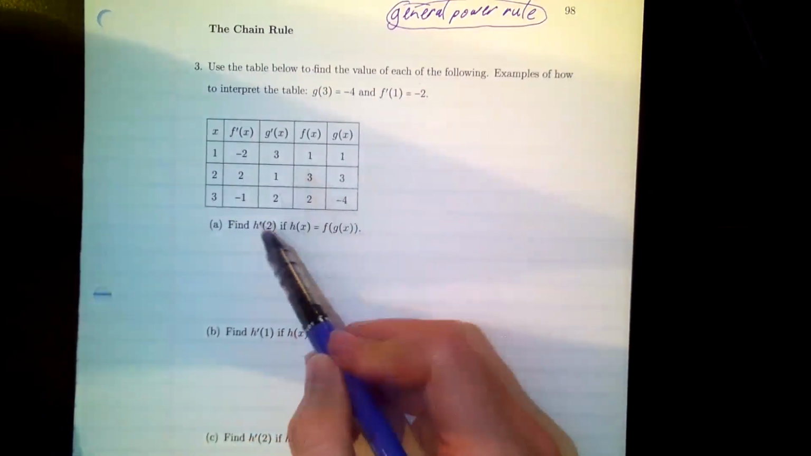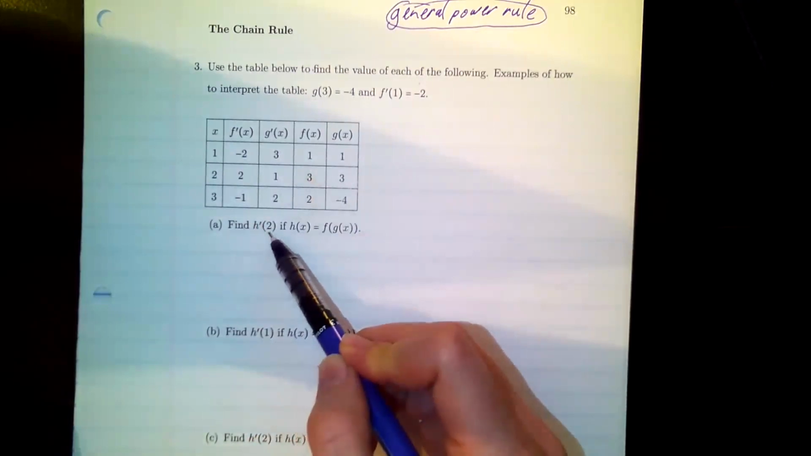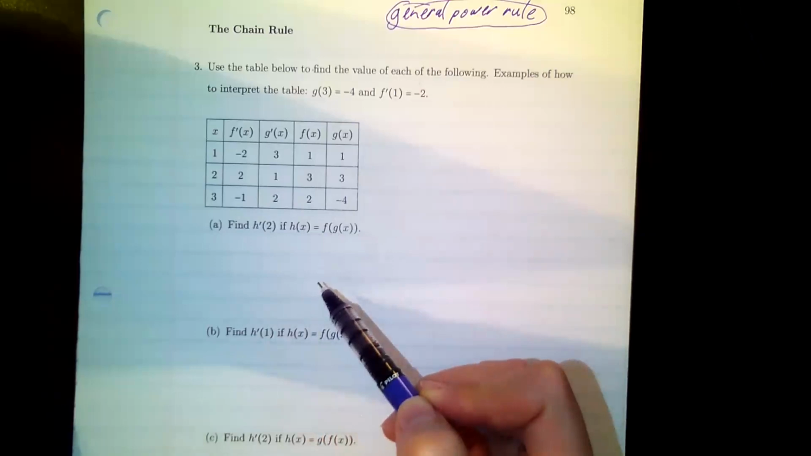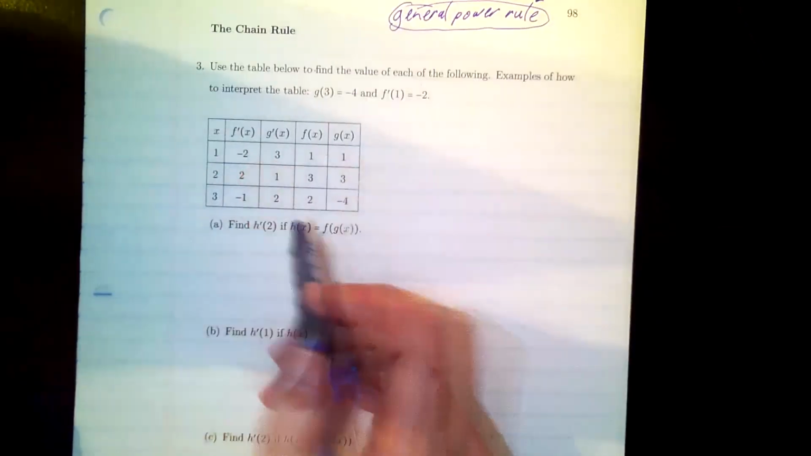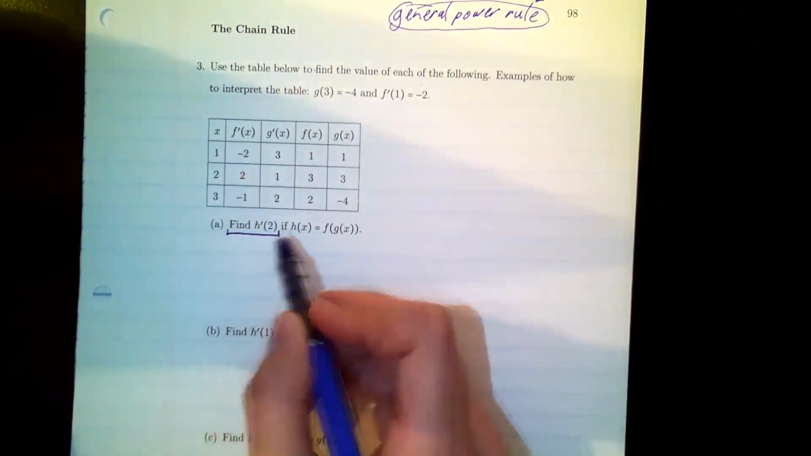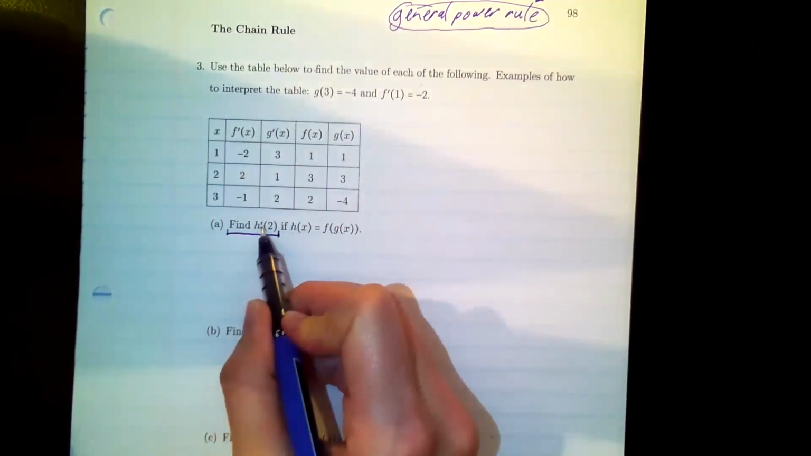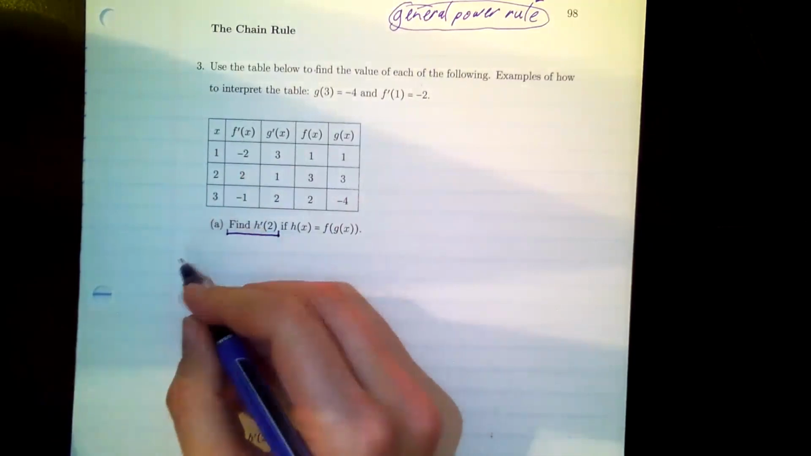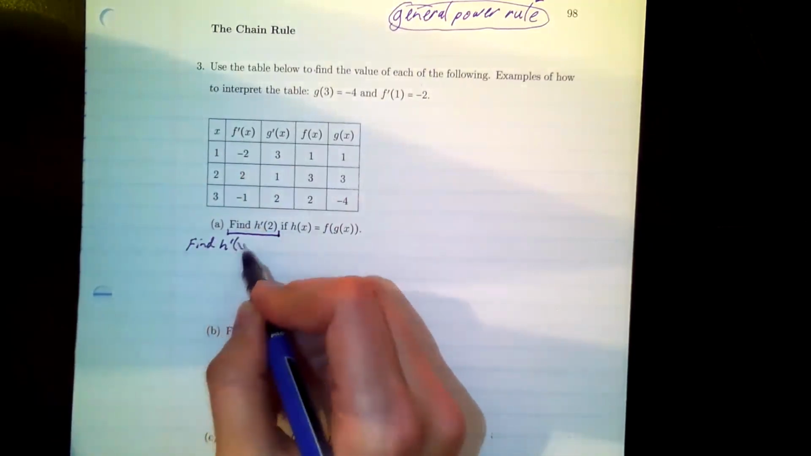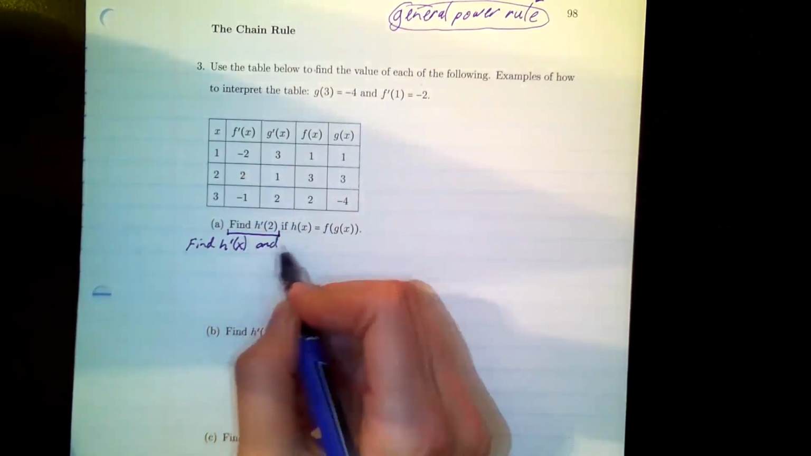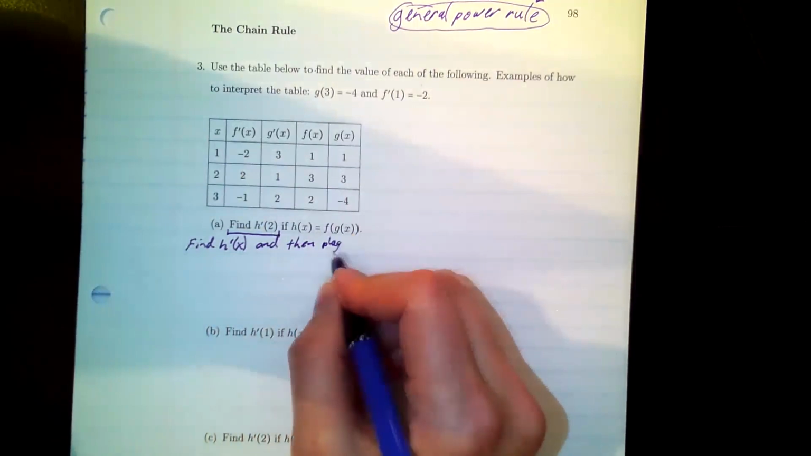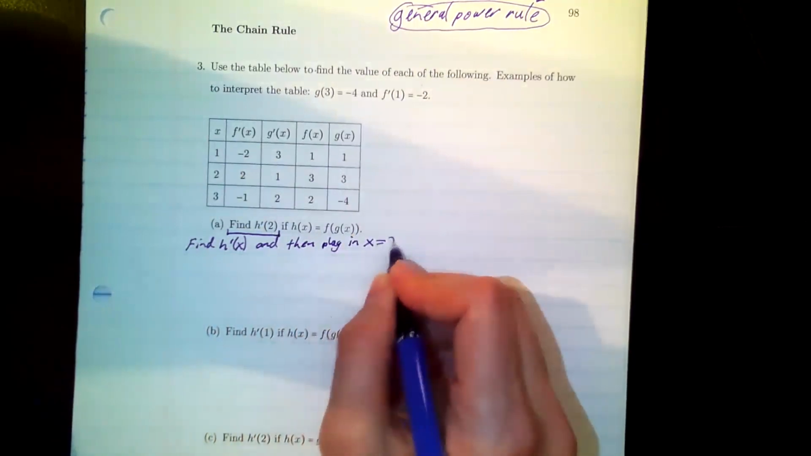It says, find h prime of 2 if h equals f of g of x. So let's take apart the directions. When it says find h prime of 2, that means you have to first find h prime, find the derivative of h, and then plug in 2, right? X is 2. That's ultimately what we're going to need to do.